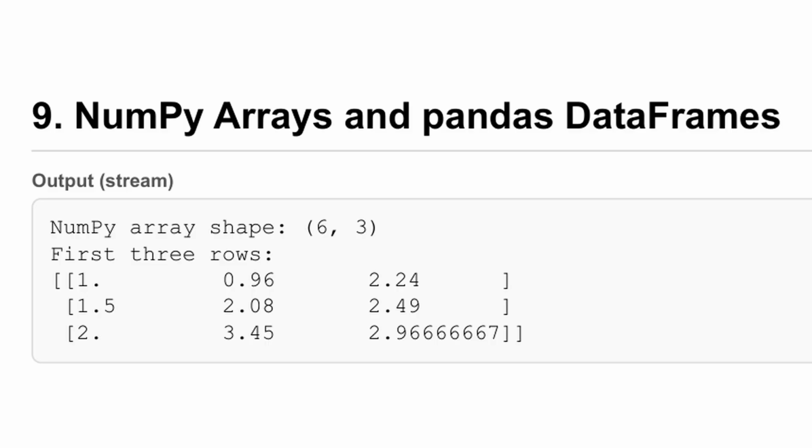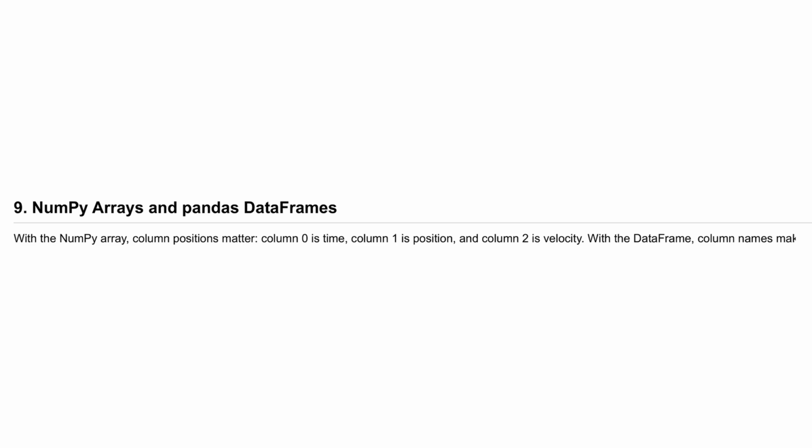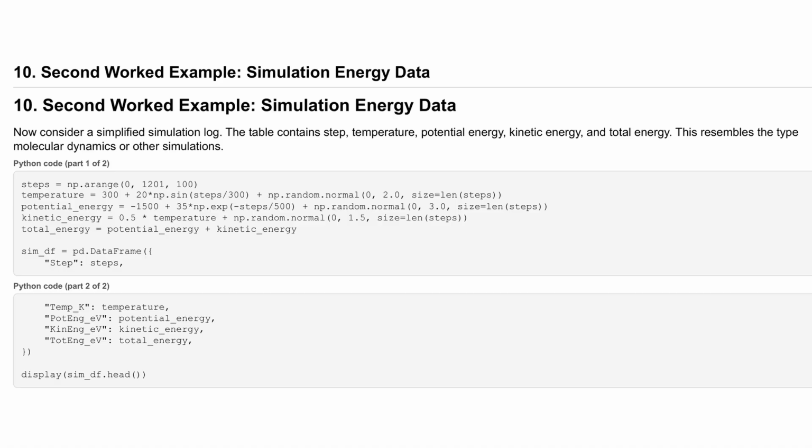It is highly efficient for pure math, but you must remember that column 0 is time, column 1 is position, and column 2 is velocity. This highlights a key difference in scientific computing. NumPy arrays rely on strict column positioning, whereas Pandas data frames preserve the metadata and physical meaning through explicit column names. Let us move to a second example involving simulation data.